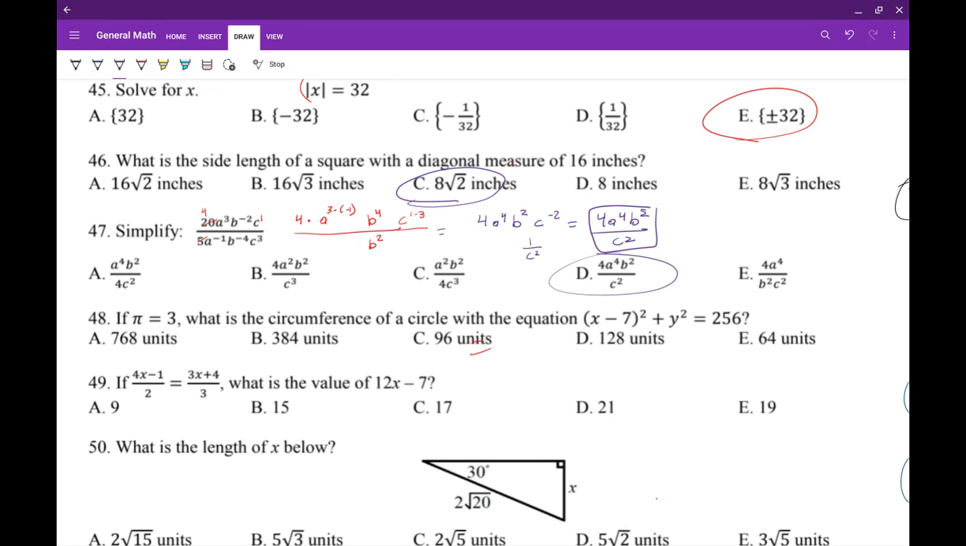48. If pi equals 3, what is the circumference of a circle with that equation?